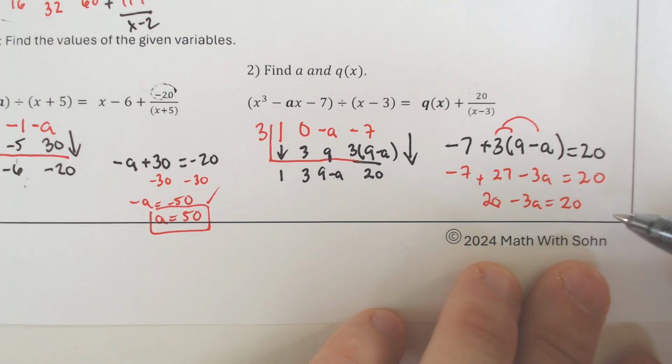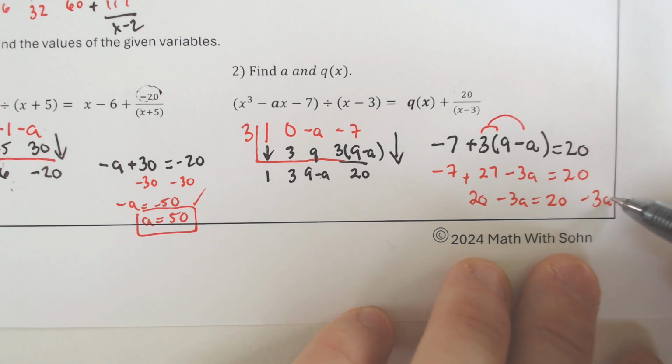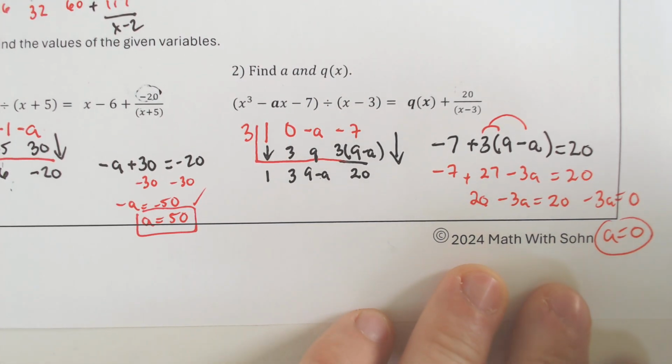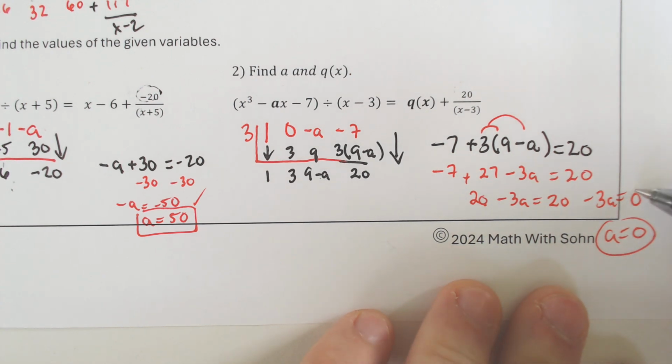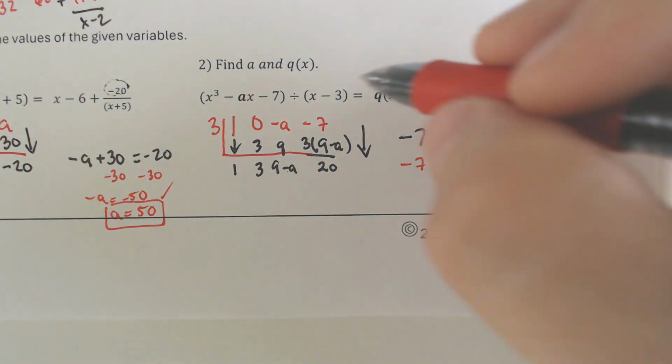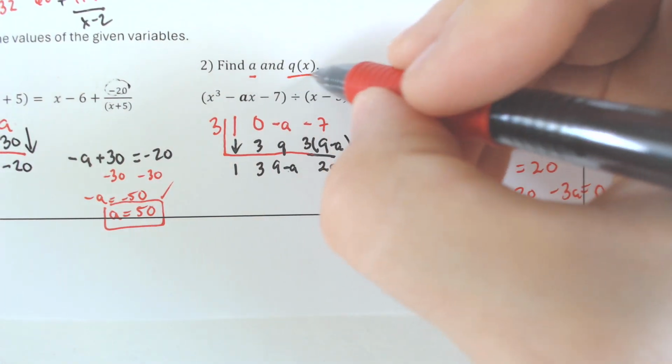If we subtract the 20, you find out that negative 3a is equal to 0, which is kind of lame because that means that a is equal to 0. Okay? So no big deal because when you divide 0 by negative 3, you get 0. So a is equal to 0, but this one, it wanted us to find a and q of x.